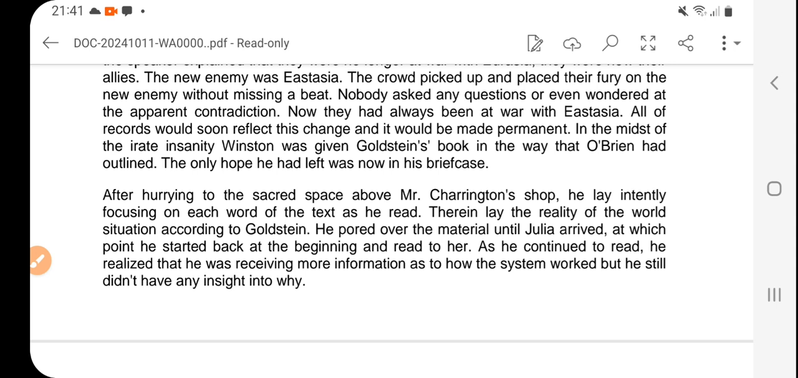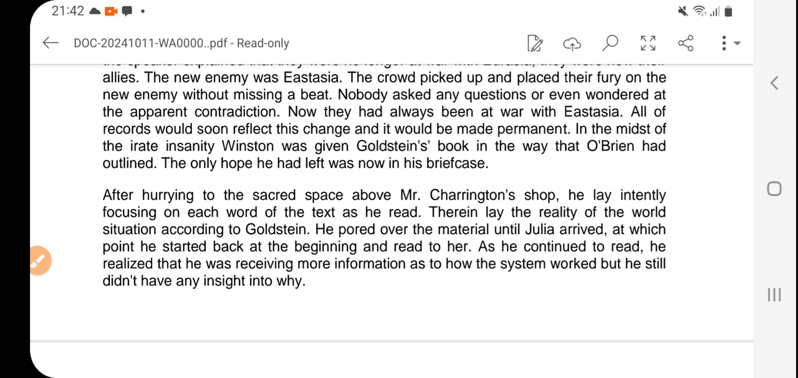In the midst of the irate insanity, Winston was given Goldstein's book in the way that O'Brien had outlined. The only hope he had left was now in his briefcase.